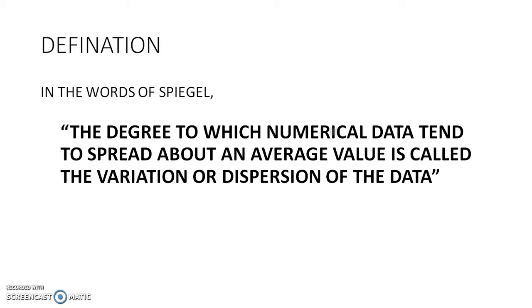Definition of measures of dispersion. The degree to which numerical data tend to spread about an average value is called the variation or dispersion of the data. Earlier, we studied measures of central tendency. Average that represents the series as a whole. Average means mean, median, mode, any. But if we have to find out how far the various values of the series tend to disperse from each other or from their average, then we have to study measures of dispersion.